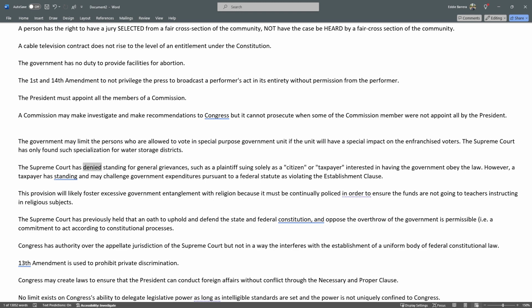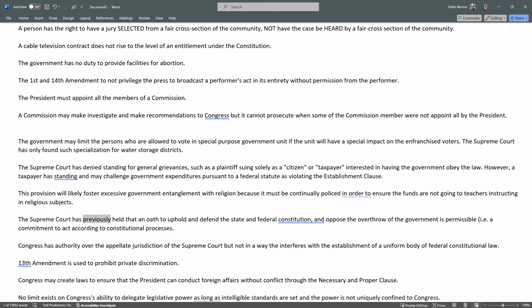The Supreme Court has denied standing for general grievances, such as a plaintiff suing solely as a citizen or taxpayer interested in having the government obey the law. However, a taxpayer has standing and may challenge government expenditures pursuant to a federal statute as violating the Establishment Clause. This provision will likely foster excessive government entanglement with religion because it must be continually policed in order to ensure the funds are not going to teachers instructing in religious subjects.